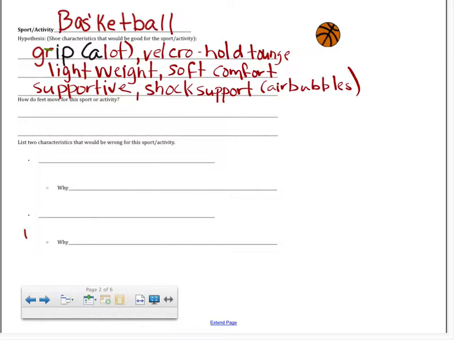How do their feet move? You gotta tell me, Kyla. They jump a lot. They're jumping for sure. They need to be able to stop quickly. Not only do they need to stop quickly, they also need to be able to run quicker.